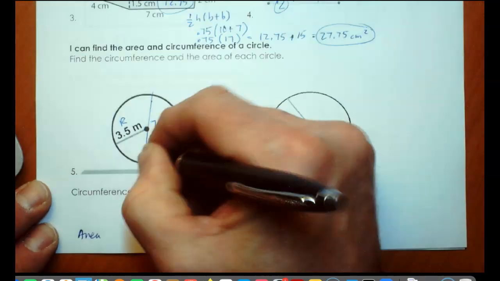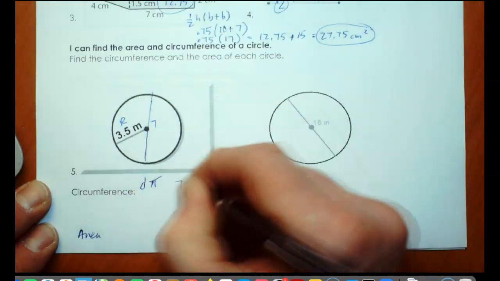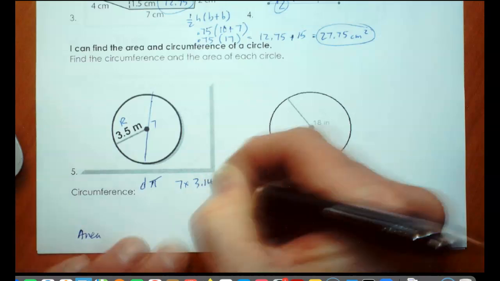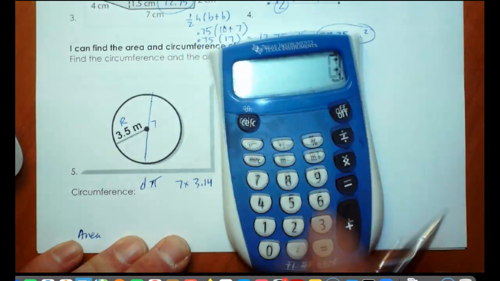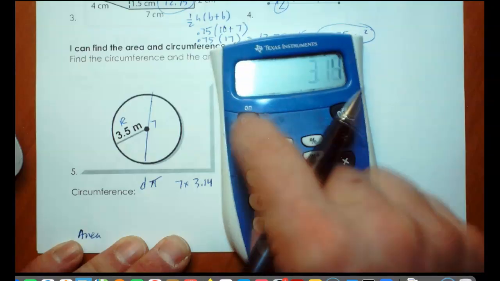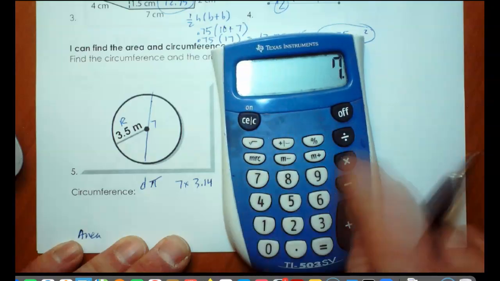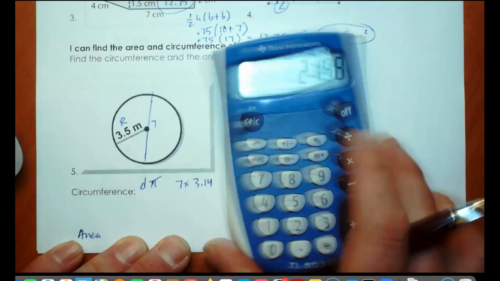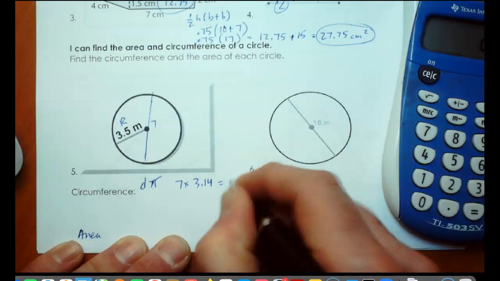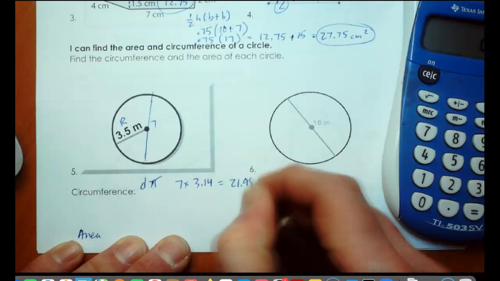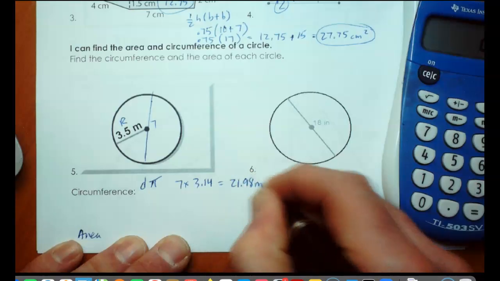This is the radius, short word, short line from the center of the circle. So if I take the 7 times 3.14, that's going to be about 21, 22. Oops, I'll do it just the way it says. 7 times 3.14, 21.98. So circumference is 21.98. And that's just going to be meters.